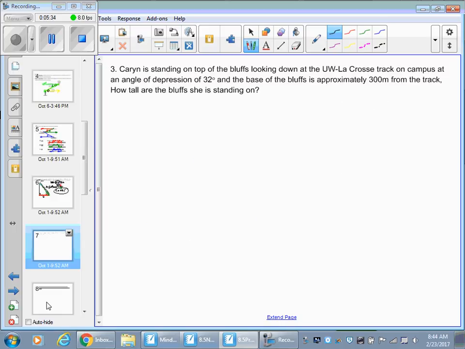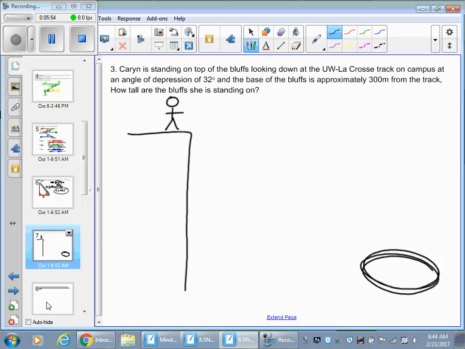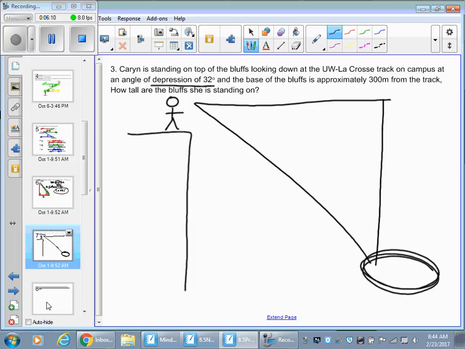Okay, so now we have another picture to draw. Karen is standing atop the bluffs looking down at La Crosse. So I'm going to draw some bluffs. And Karen is up here, and she's looking down at the track. The track is over here. And she's, okay, angle of depression. You see that? That means I need to look out and then down. And then I'm going to be able to make a right triangle right here.